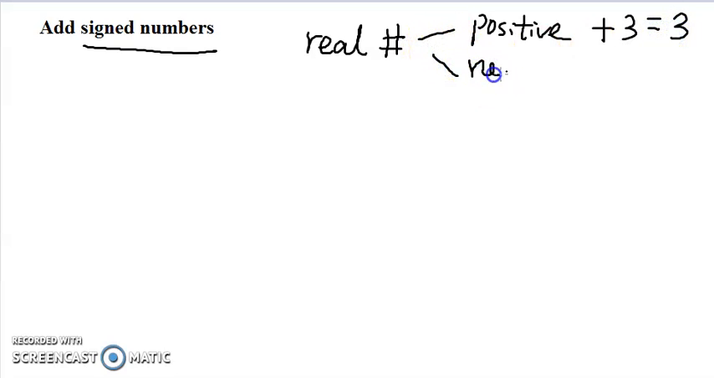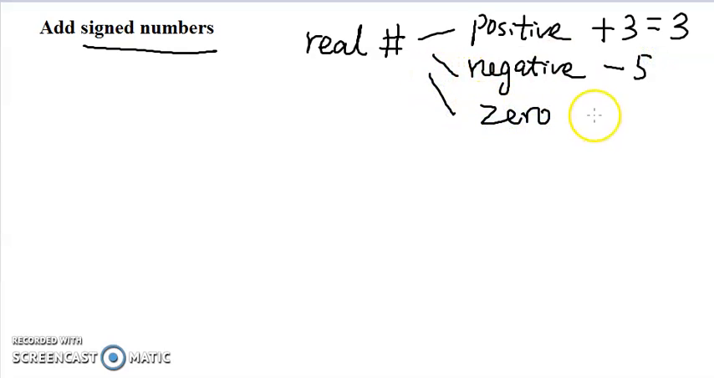And we also have negative numbers, and we can put a negative sign in front of it. The negative sign cannot be omitted. And then we also have 0, the symbol for 0 here. Notice that 0 is neither positive nor negative. So how do we add the real numbers, especially those numbers with the sign?